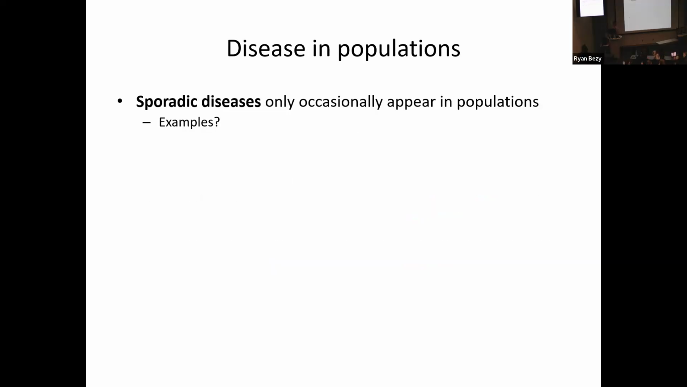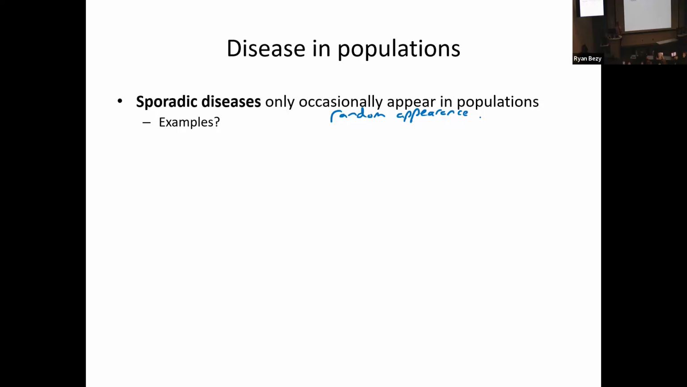Sporadic diseases. These are diseases that only occasionally and at random appear in populations. So there is a random appearance of these diseases. Sporadic diseases are ones that pop up, go away, and then they'll not be around for a while. And then suddenly they'll pop up and they'll go away. It's going to be at random. There seems to be no rhyme or reason for when they come about.